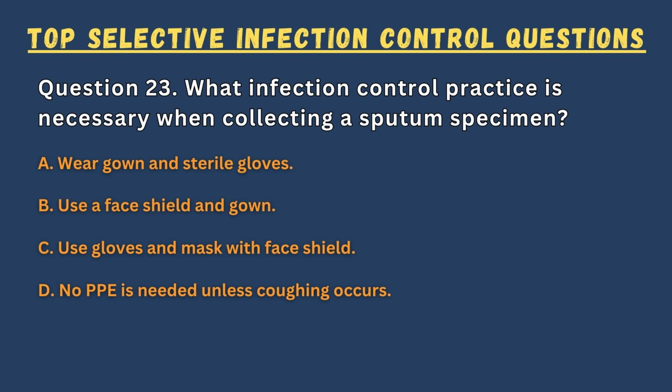Question 23. What infection control practice is necessary when collecting a sputum specimen? A. Wear gown and sterile gloves. B. Use a face shield and gown. C. Use gloves and mask with face shield. D. No PPE is needed unless coughing occurs.